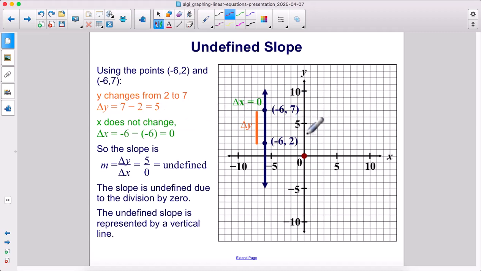Here we're going to use the points (-6, 2) and (-6, 7). We do have a rise of 5 units. However, the x-coordinates are the same, which means there's no run. Rise over run is slope. If the run is 0, we can't divide by 0. Therefore, the slope is undefined. The slope is undefined due to the division by 0. The undefined slope is represented by a vertical line.